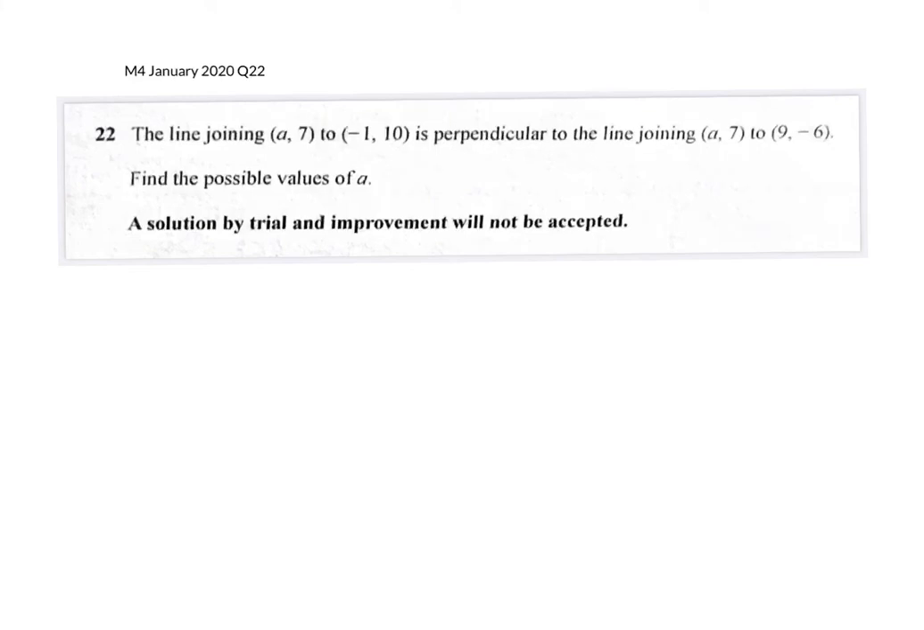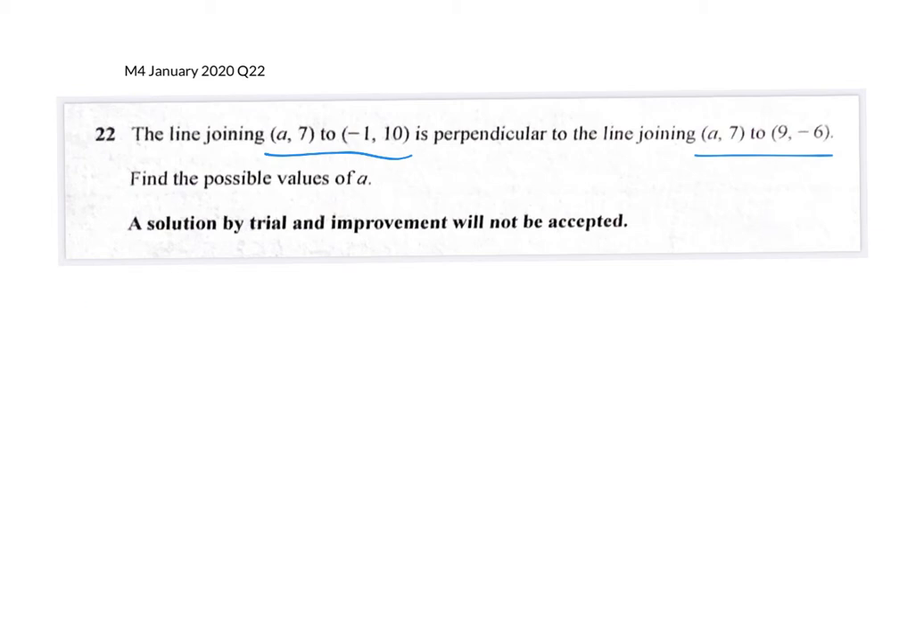Okay, this question is from M4 January 2020, question 22. It says a line joining A(7, -1) to (-1, 10) is perpendicular to the line joining A(7, -1) to (9, -6). Find the possible values of a. So if these two things are perpendicular, then perpendicular is to do with gradient. So first of all, what we're going to do is find the gradient between these 2 points and then the gradient between these 2 points.